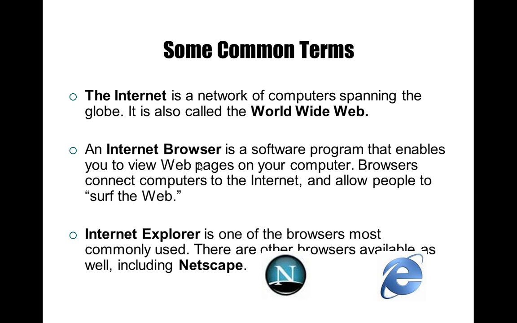What is a web page? It is where the information is stored on the computer. To view web pages on your computer, the browser connects the computer to the internet. With the help of a browser we can search, and computers are connected to the internet, which allows people to surf the web. Surfing the web means using the web or using the internet.